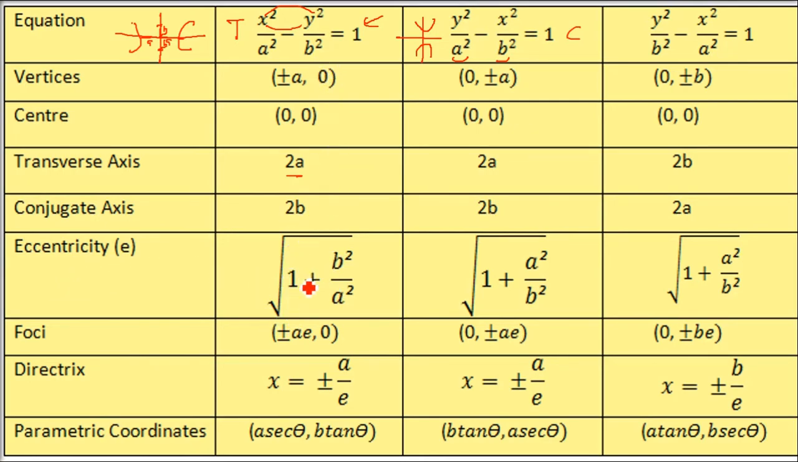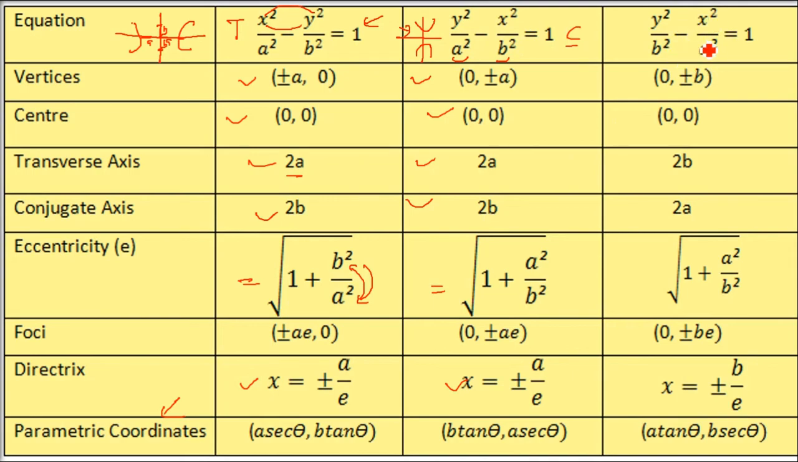Okay. What about the eccentricity? Eccentricity will be under root 1 plus B square by A square. Here we have changed it. For vertical, it will be under root 1 plus A square by B square. A square, B square we have exchanged, right? Directrix, no change. I'll prove to you that it will be x equals A by E, and minus A by E on the other side, because there will be two directrices. There is a change here. All the ticks I am showing mean there is no change. They both are similar. There is a parametric coordinate also, a sec theta, b tan theta. For the second one we have b tan theta, a sec theta.